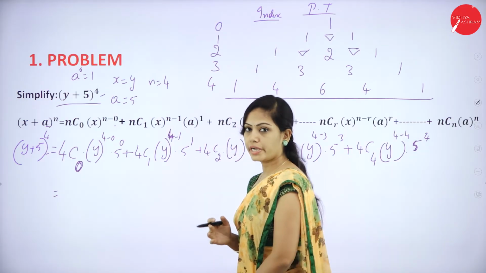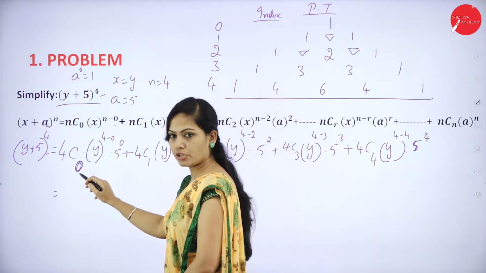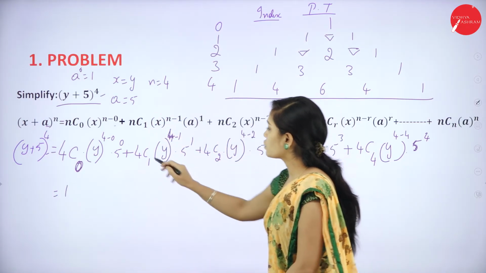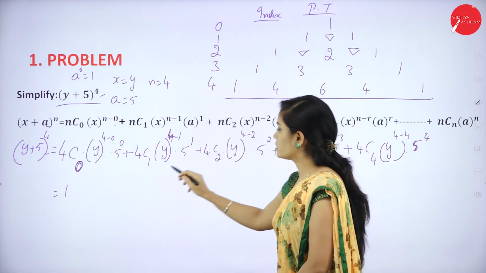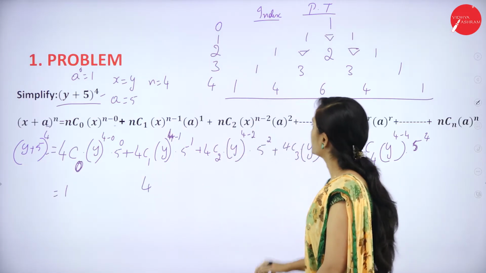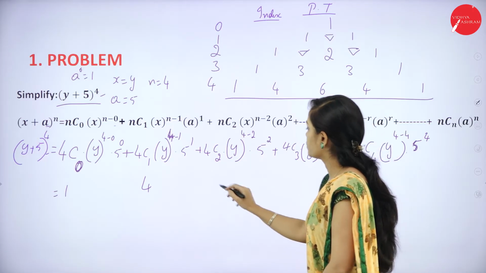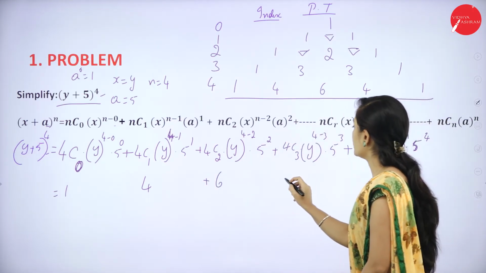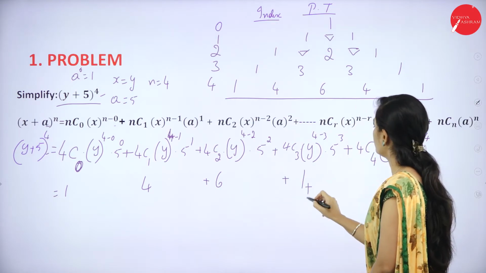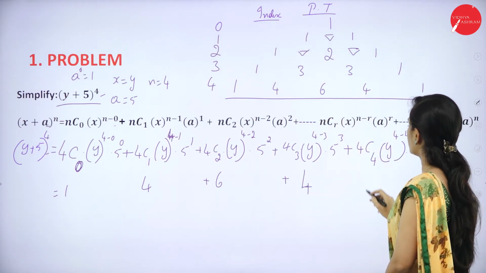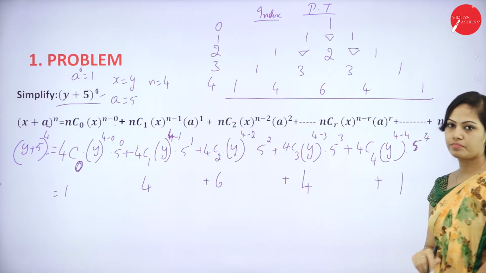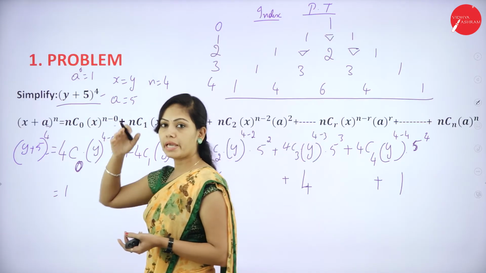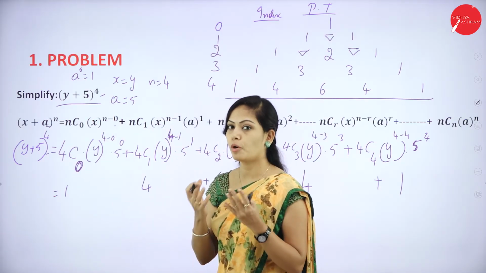In place of 4C0, you can write this 1. And in place of 4C1, you can write this 4. In place of 4C2, you can write this 6. And in place of 4C3, you can write this 4. And in place of 4C4, you can write it as 1. Clear? If you want, you can use n factorial by n minus r factorial into r factorial formula also.